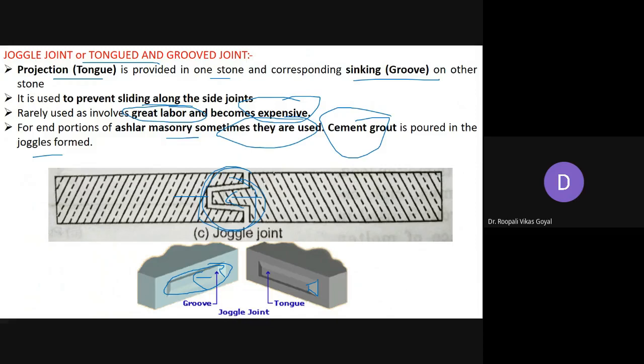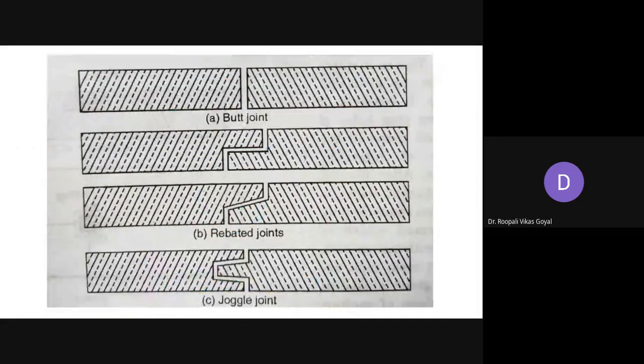Here in this figure, all the different types of joints that I have discussed are given. Here this is the butt joint, the simple joint. Here this kind of rivet can be provided, and here this is the joggle joint.